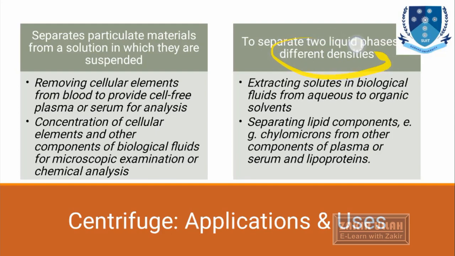On the right side, there is a solution in which both the components are liquid. For example, we have an organic solution, and we have to separate a different portion. If we receive a lipemic sample in which the lipid portion is increased in the blood, we separate chylomicrons from the other portion of the plasma and the lipoproteins. These are the two different types of application and uses of a centrifuge.